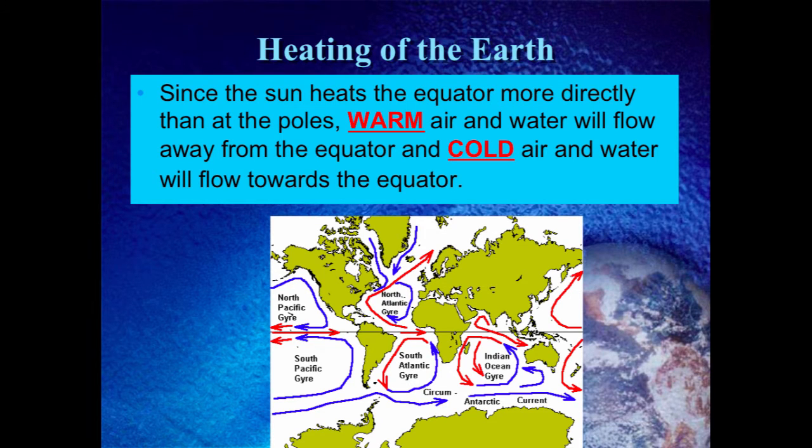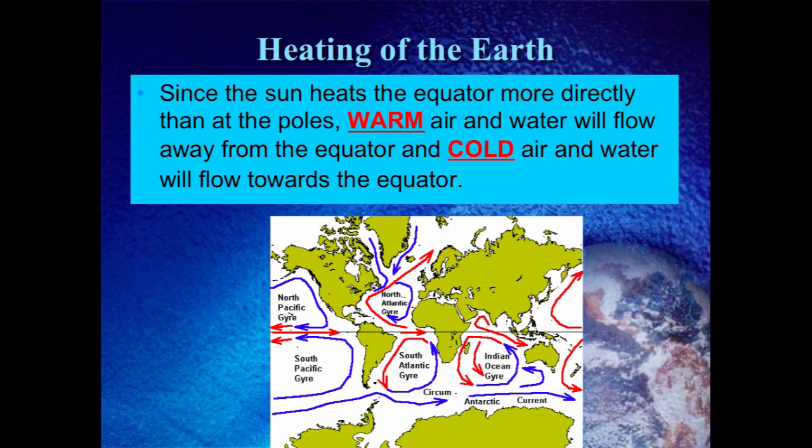So since the sun does heat the equator more directly than the poles, warm air and water will always flow away from the equator. So if you look at this picture, it's actually of ocean currents. Notice the red, whether you're talking about the northern hemisphere or the southern hemisphere, is moving away from the equator. So if we're in the northern hemisphere, then warm ocean currents are always moving north. If you're in the southern hemisphere, they're always moving south because they're both moving away.